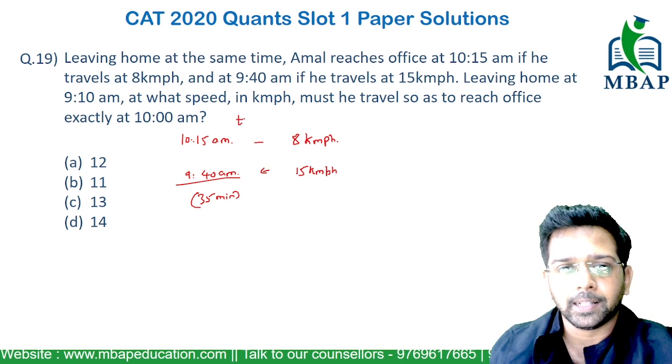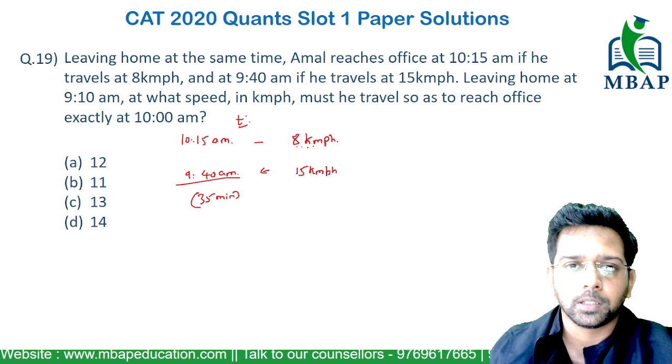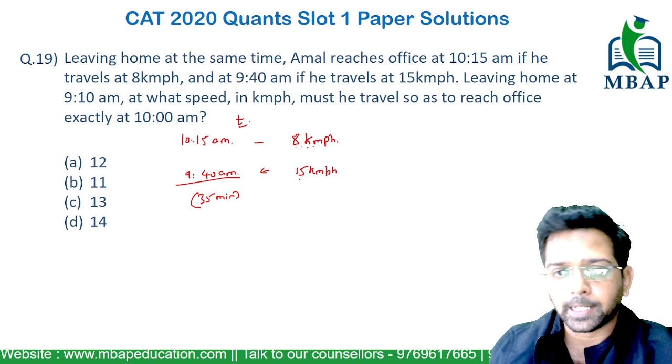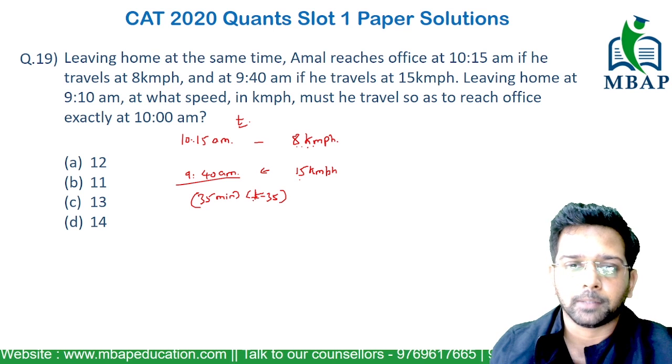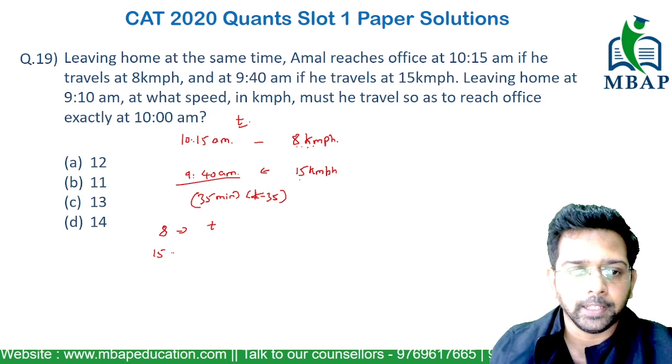Let's assume the standard time that Amal is taking at 8 kmph will be t minutes. So obviously, the time taken at 15 kmph will be t minus 35 minutes. So at 8, he's taking t minutes. At 15, he's taking t minus 35 minutes.